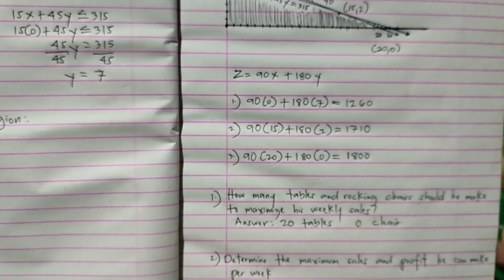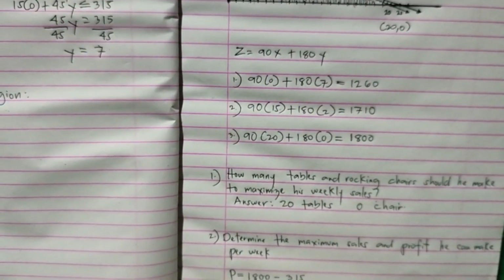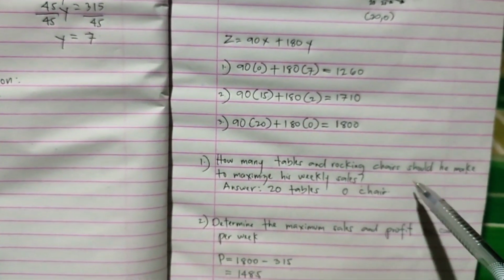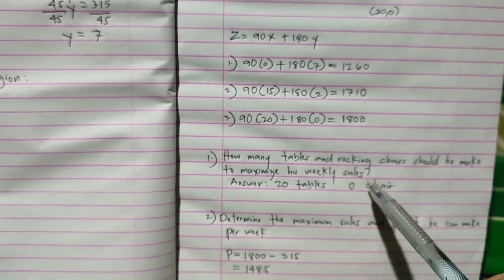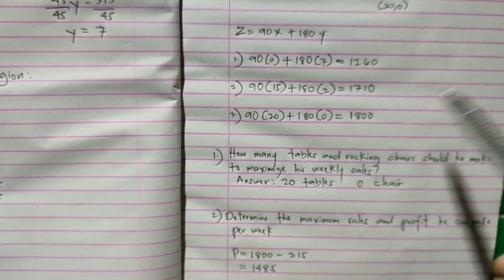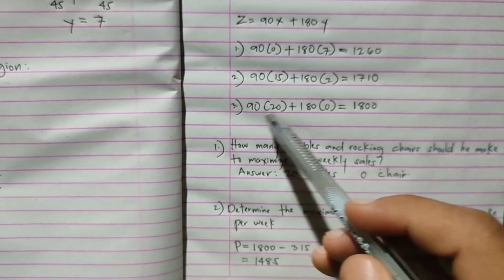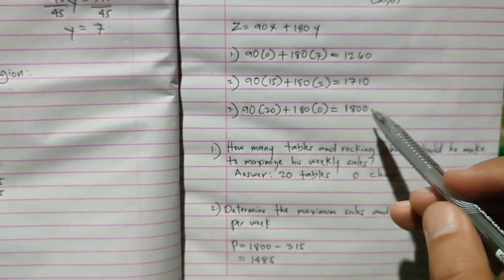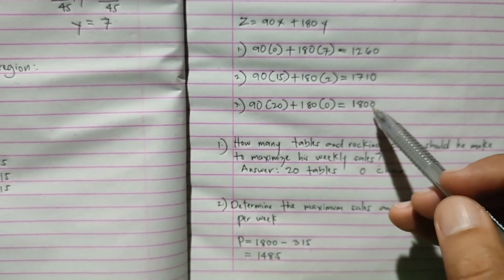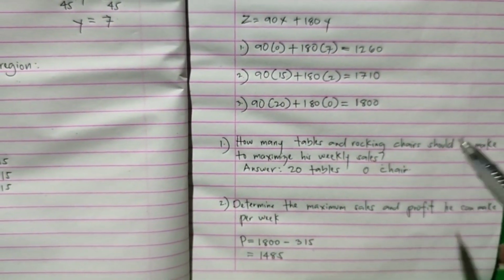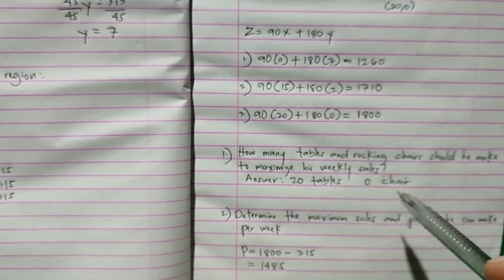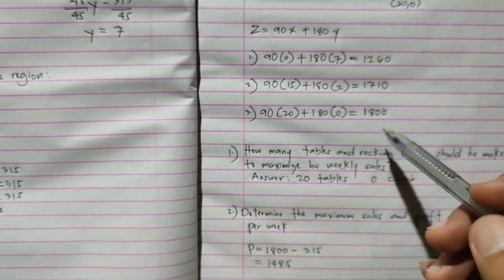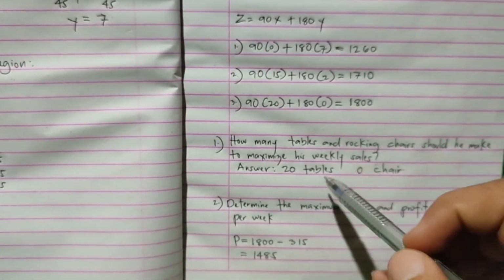So, 1,800. So, ang question is, i-maximize natin ang profit. So, dito. Sa question, how many tables and rocking chairs should he make to maximize his weekly sales? So, paano na natin malalaman? So, should look at the objective function ng mga answer nito. So, 1,800 is the pinakamataas na sales niya. So, he needs 20 tables and 0 chair to maximize his weekly sales. So, he needs to focus more on making tables.